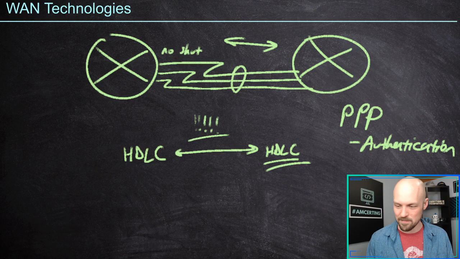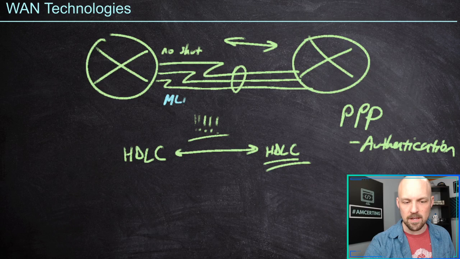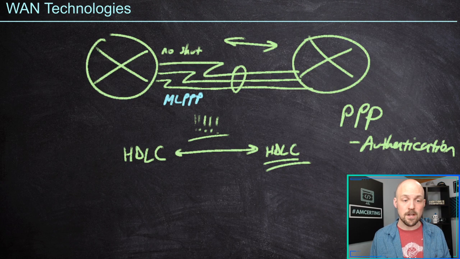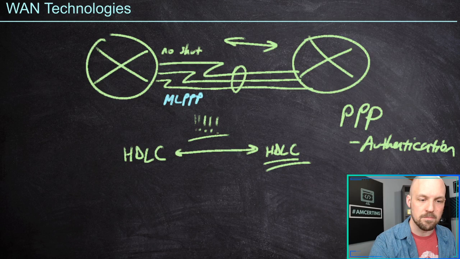So what we can do is called multilink PPP, and it effectively is an EtherChannel. There is no difference there. We create a logical interface called a multilink interface within the router, and that effectively sits behind these layer two connections.